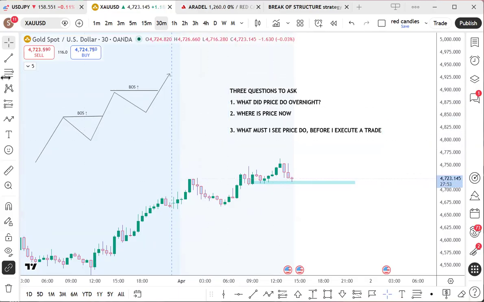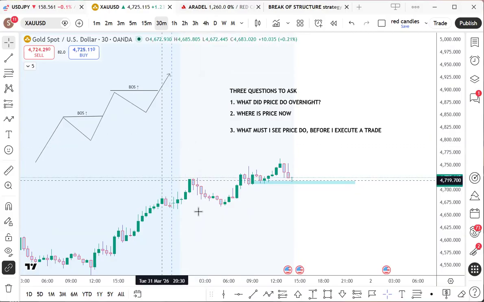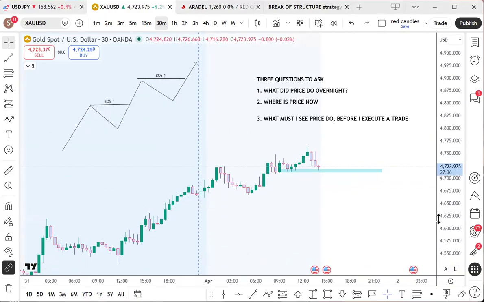There are three things we like to look at before we place any trade. What has price done? Where is price now? And what must I see price do before I execute a trade? We're going to implement these things on our chart.